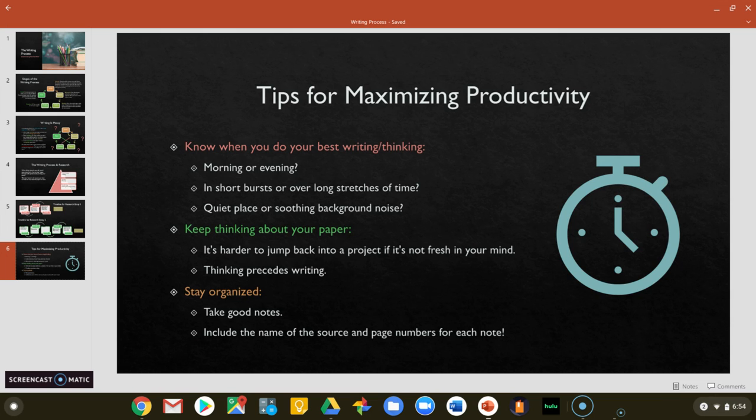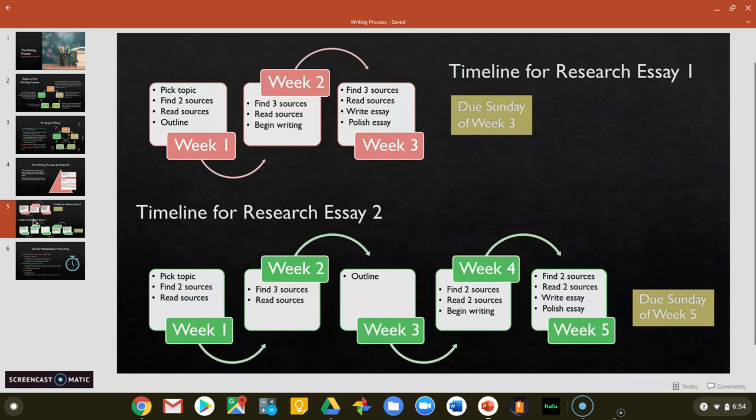So overall, these are 3 tips to keep in mind to keep you on track and focused for the writing process. And I will continue to point you guys back to this timeline to help you stay on track.